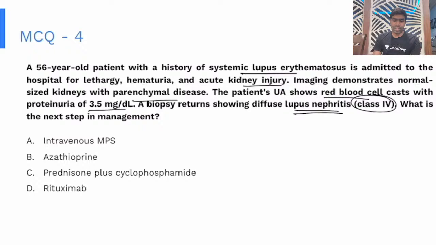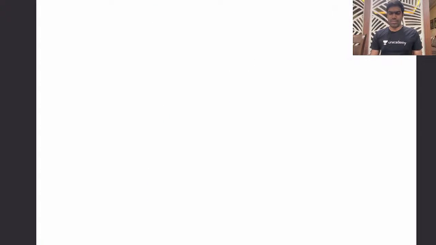So this patient is having a class 4 lupus nephritis, which means this is the most common class of lupus nephritis. I think most of us would have studied the different classes of lupus nephritis, because in the AIIMS exam, most of the time examiners tend to test on lupus nephritis and something about SLE. If you look at the past 3 years papers, you're almost always getting one question on SLE. So that's why I thought I will include a topic on lupus nephritis.